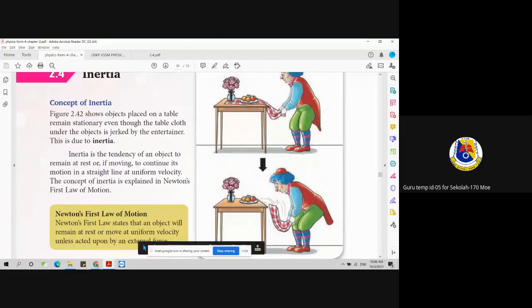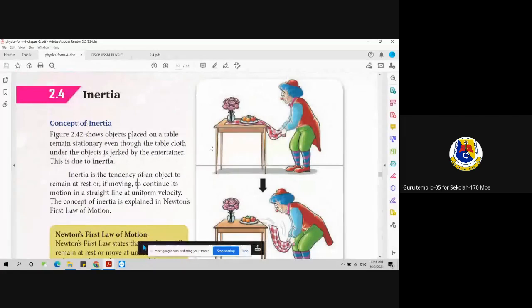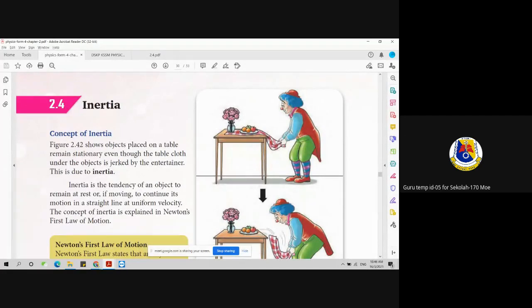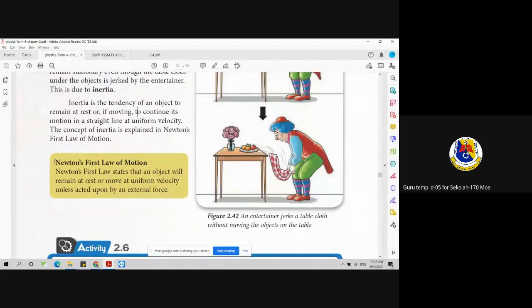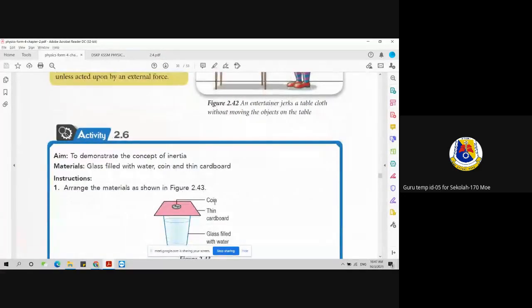From this picture, we can know about the inertia also. The tablecloth is quickly pulled off, so the things on the table do not move, but the cloth is pulled off already. This is Newton's first law of motion, which states that an object will remain at rest or move at uniform velocity unless acted upon by an external force.